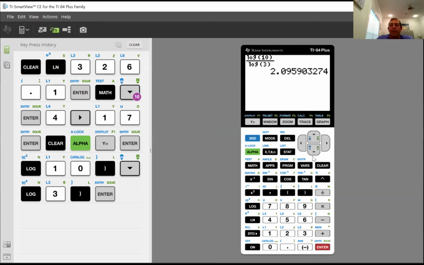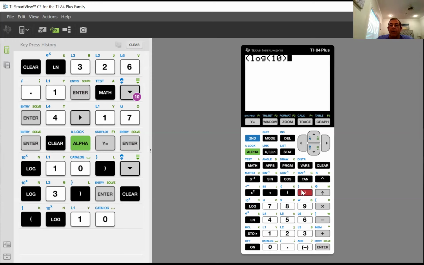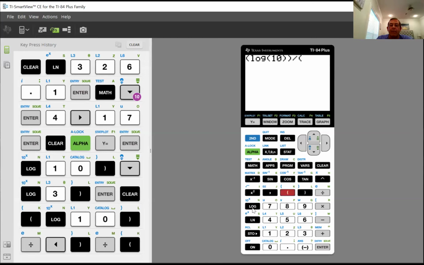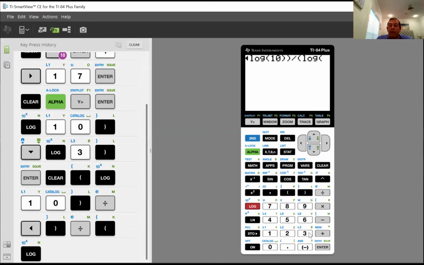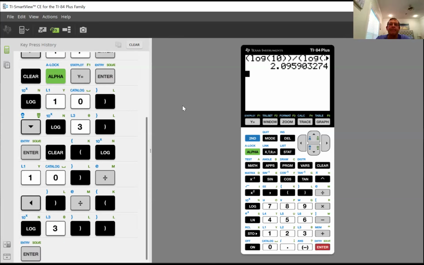Now, y'all, let me show you. You could have done this. Parentheses, log 10, close parentheses, divided by... Whoops, let me go back and close my parentheses. And then divided by parentheses, log 3, and then close both of those parentheses. You have 2 parentheses in a row on the right side because they open another one when the log comes up, okay? But when I hit enter, same answer.